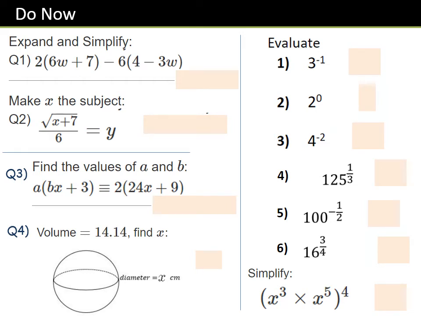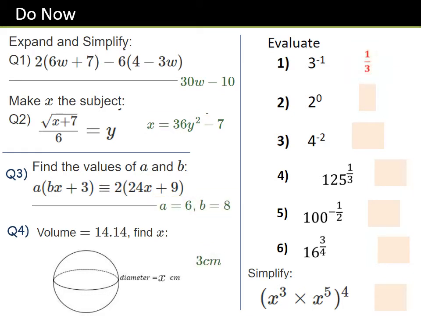So in this double lesson, we're going to be looking at sequences, but first of all, we'll spend 10 minutes on this do now. Pause the video and have a go at the questions. When you're ready, reveal the answers. If you're not sure about any of these answers, please just email me or ask in the next lesson.